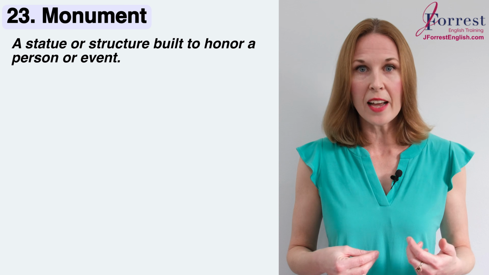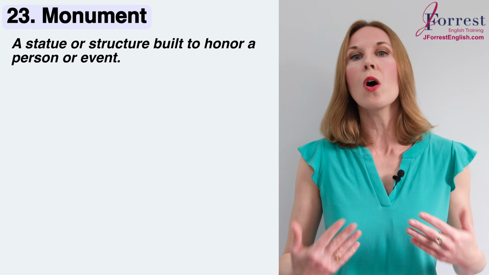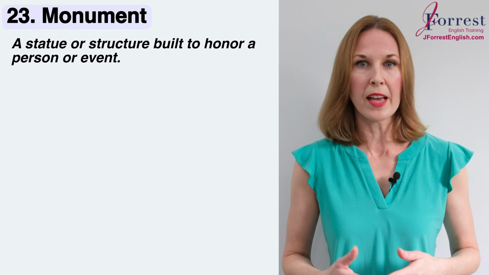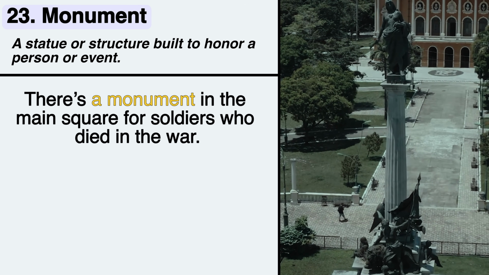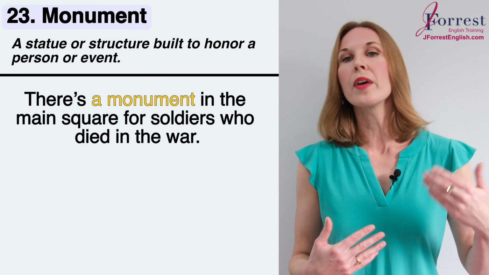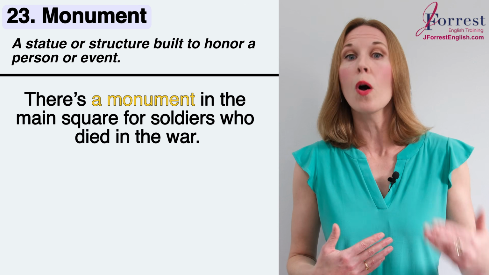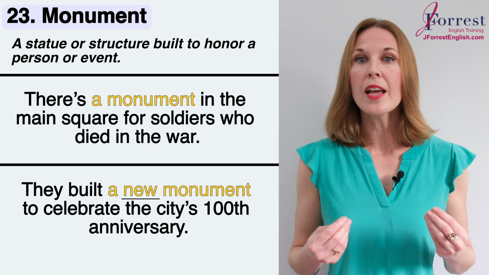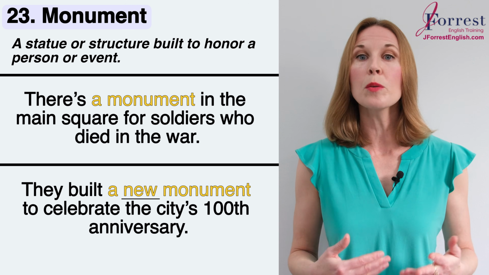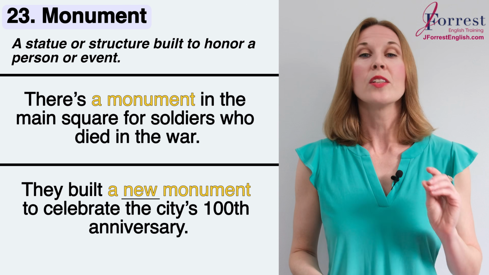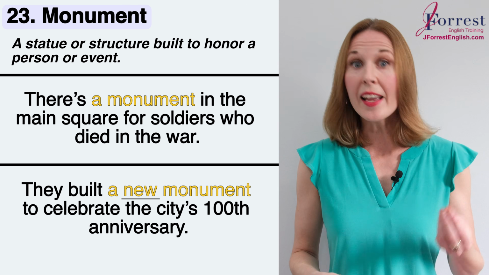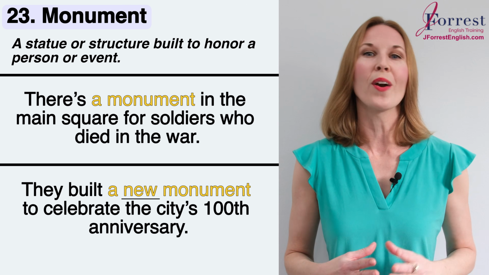When describing your hometown, you'll probably talk about monuments. So this is a statue or structure built to honor a person or event. You can say there's a monument in the main square for soldiers who died in the war. So it's to represent them, to honor them. Or you can say they built a new monument to celebrate the city's 100th anniversary. So again, use adjectives and adverbs to sound more advanced.